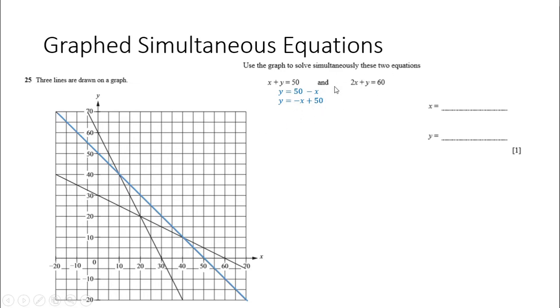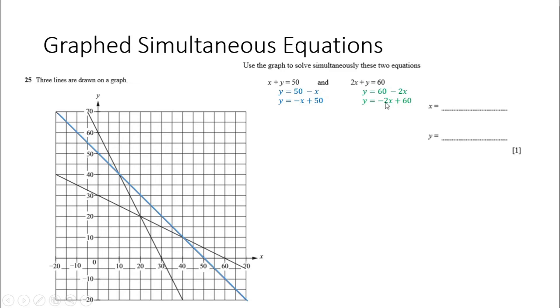Which line is this one? Once again, in this format, I can't really tell, so I want to get the y on its own so that it's in the y equals mx plus c format. Then I know what the gradient is and what the y-intercept is. So leaving the y where it is, I move the 2x to the other side. I want to have the x term in front of the number term though, so I'm going to write y equals minus 2x plus 60.